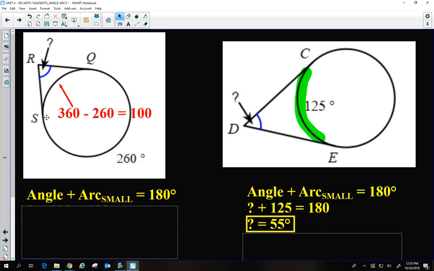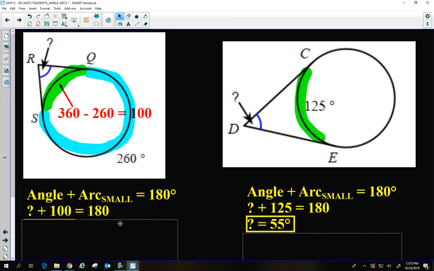Over here, I have to do a little bit more work. I'm given the big arc that I did in blue. And so I need to find the small arc. Those two arcs together make the whole circle. So if I subtract 260 from 360, it tells me that this green small arc is 100. And now I can plug 100 and question mark in, and I can find that angle to be 80 degrees.